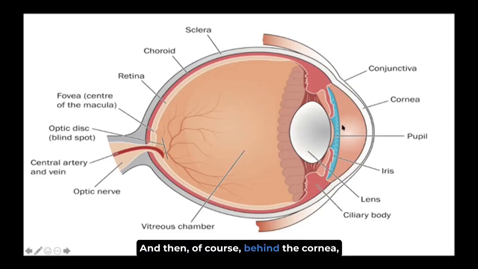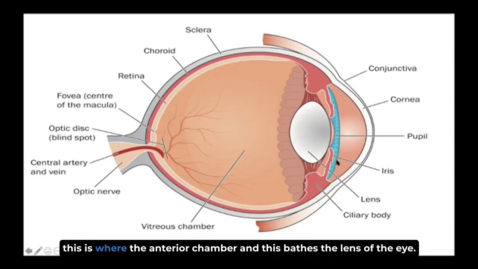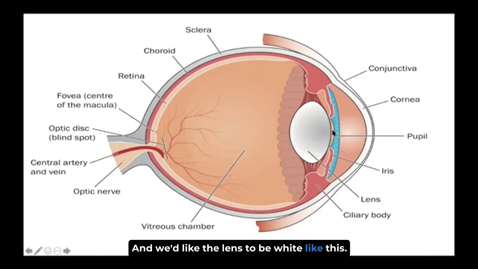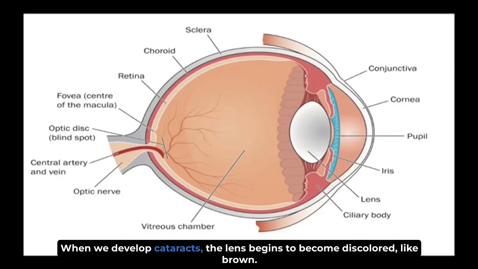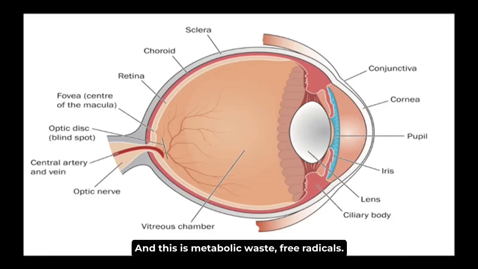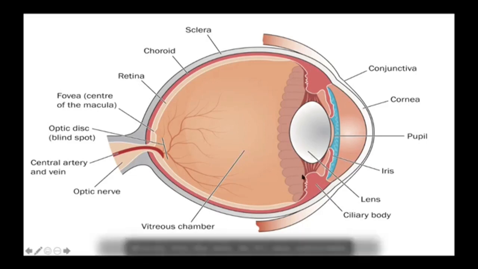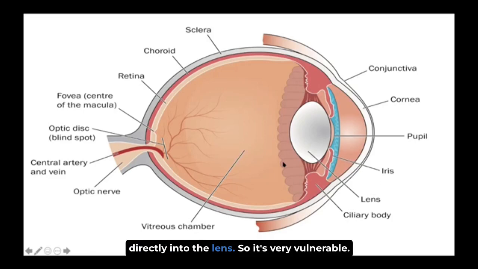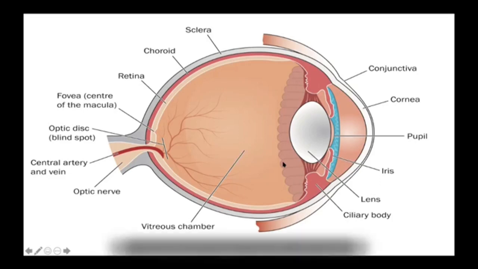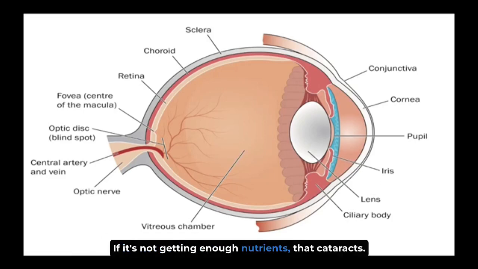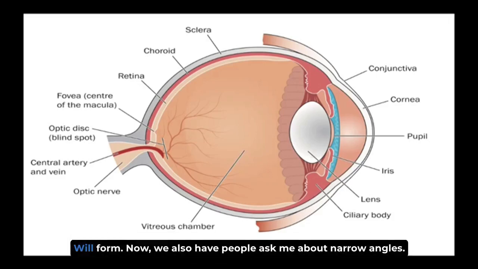And then, of course, behind the cornea, this is where the anterior chamber is, and this bathes the lens of the eye. And we'd like the lens to be white like this. When we develop cataracts, the lens begins to become discolored, like brown. And this is metabolic waste, free radicals. And part of the issue is there's no circulation that runs directly into the lens. So it's very vulnerable, and if it's not getting enough nutrients, cataracts will form.